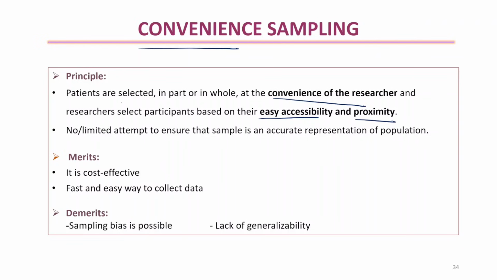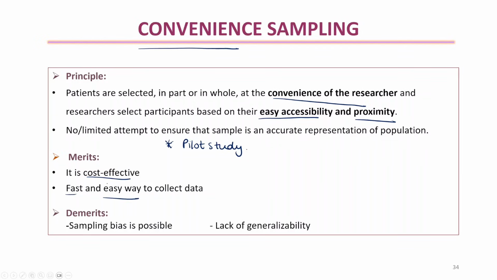Here patients are selected at the convenience of the researcher, and researchers select participants based on their easy accessibility and proximity. Limited attempt is made to show that the sample is an accurate representation of the population, but this method is used while the researcher is doing a pilot study. The biggest advantage of convenience sampling is that it is fast, inexpensive, and easy to conduct.